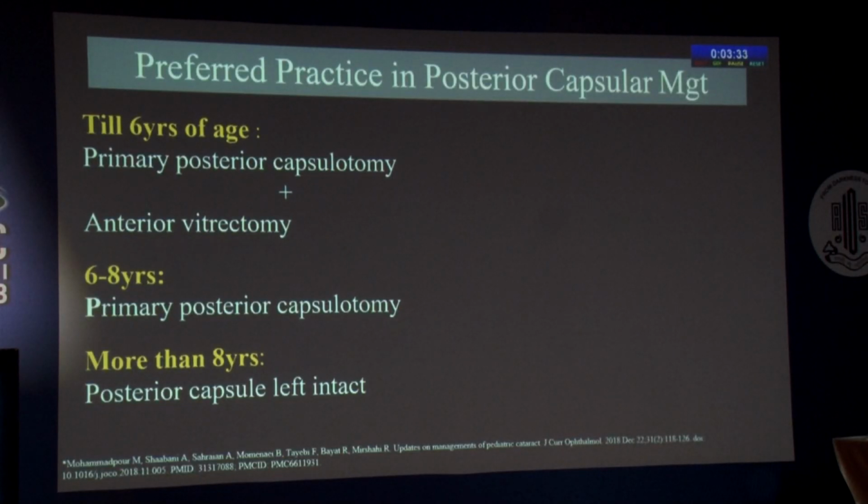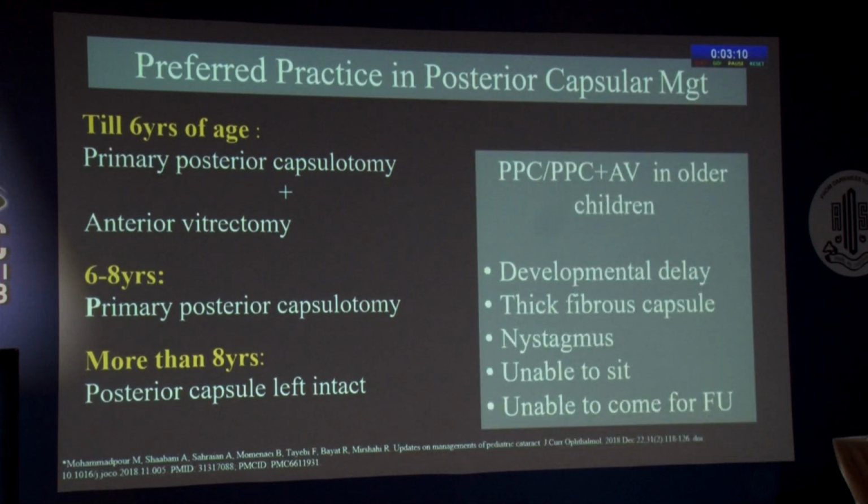Now, the preferred practice for doing a posterior capsulotomy is that till 6 years of age, you will do a posterior capsulotomy with an anterior vitrectomy. From 6 to 8 years, do a posterior capsulotomy, you need not do an anterior vitrectomy. And in children more than 8 years, we usually leave the posterior capsule intact. However, the age is not a watertight thing. You should treat the patient and not the age.